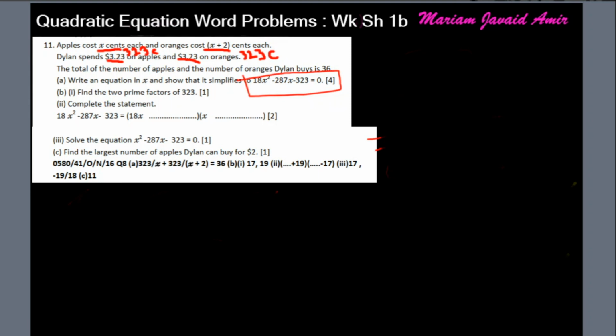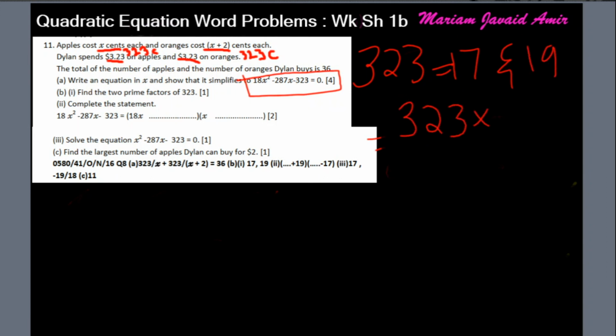Next part, find the two prime factors of 323. So this would require some hit and trials, and you should end up with 17 and 19. Please don't make the mistake of using 323 and 1, because 323 is not a prime number. It's divisible by 17 and it's divisible by 19 as well. So these are the two prime factors.